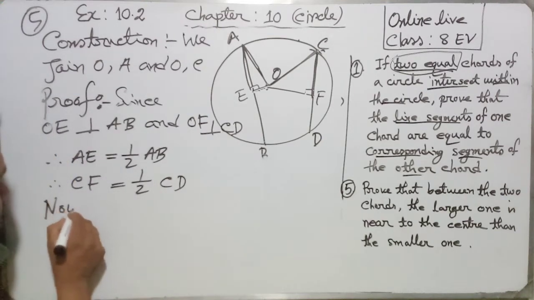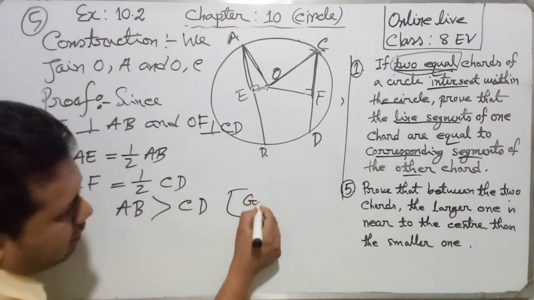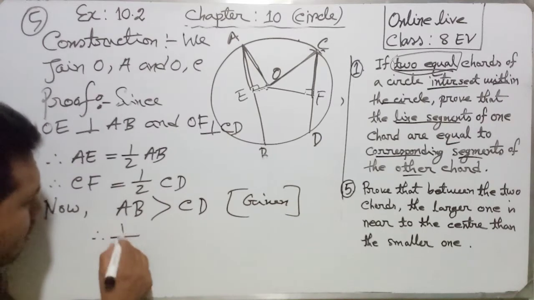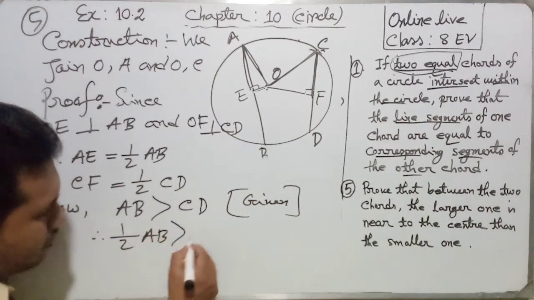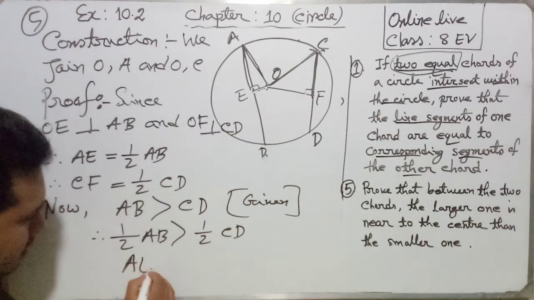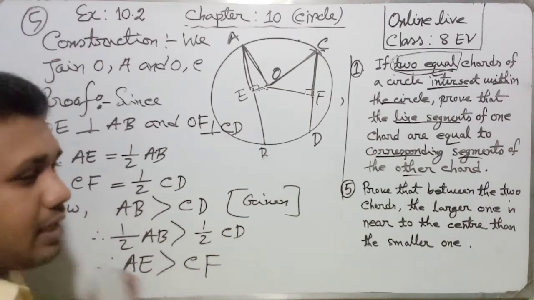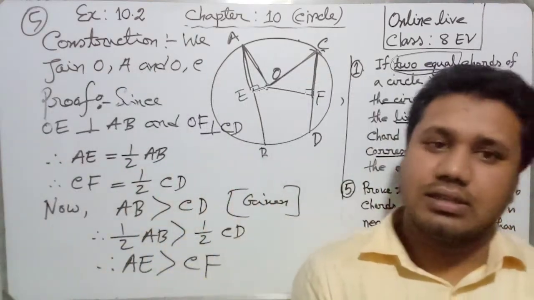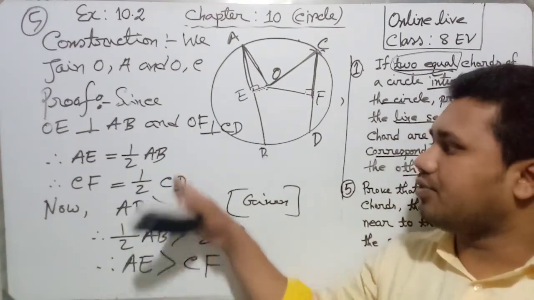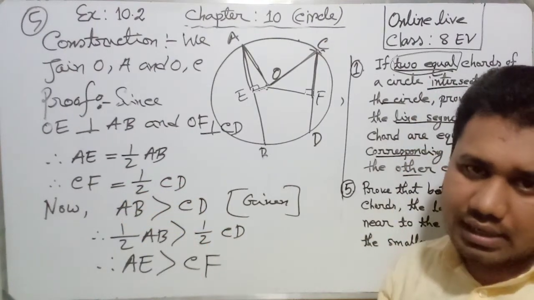Now our question said that AB is greater than CD. It is our given part. Therefore half of AB will be greater than half of CD. So half of AB, that means AE, and half of CD, that means CF. So we can say that AE is greater than CF, because half of AB is also greater than half of CD.